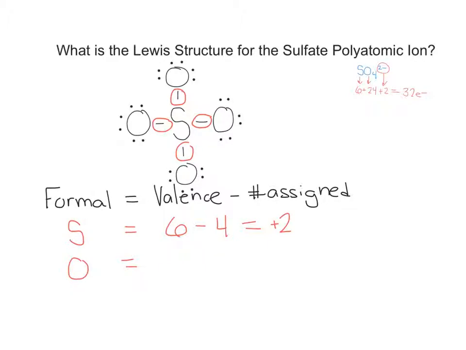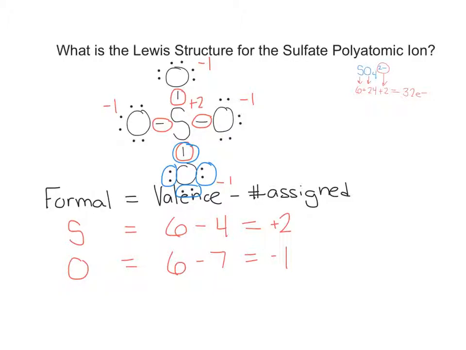Each oxygen comes in with 6 valence electrons and has a total of 1, 2, 3, 4, 5, 6, 7 assigned electrons. So we're going to subtract 7 assigned electrons from that, giving each oxygen a total charge of -1. I'm going to add those in, -1, -1, -1, -1. Again, our sulfur we said was a 2 positive.